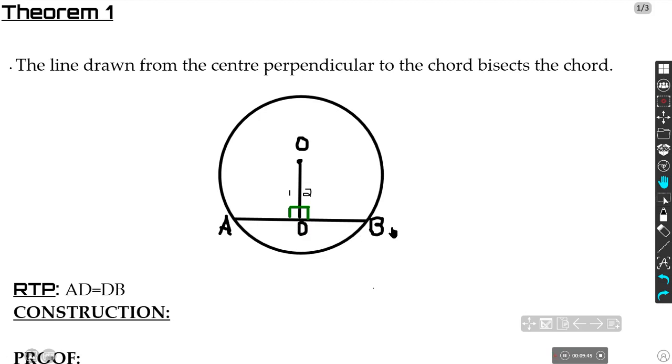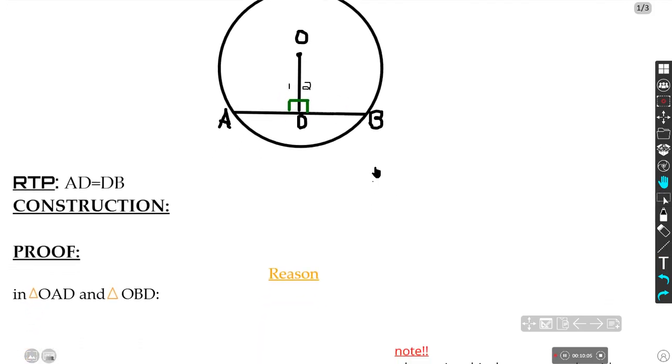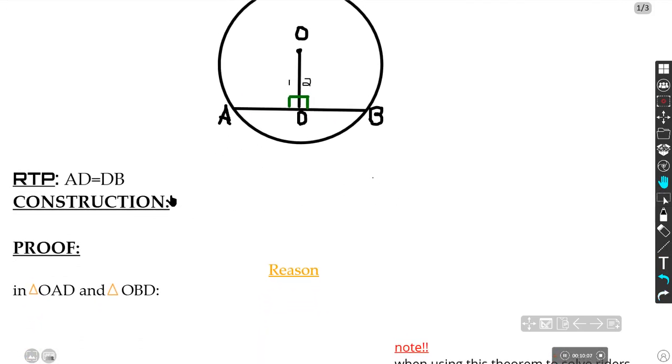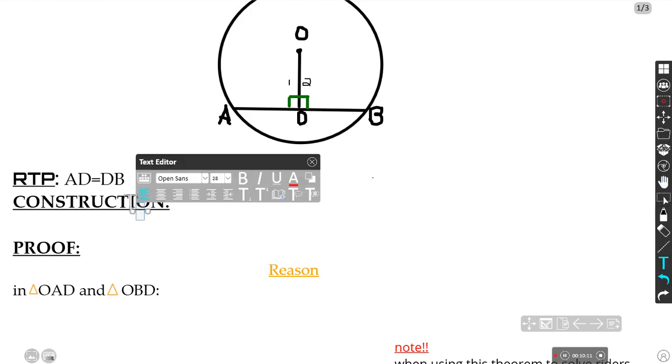Now, first thing, guys, before you're about to solve or prove a theorem, first things first, construction, right? We need to do our construction. So what are we going to say? We're going to go under construction. There's our diagram there. So say construction.